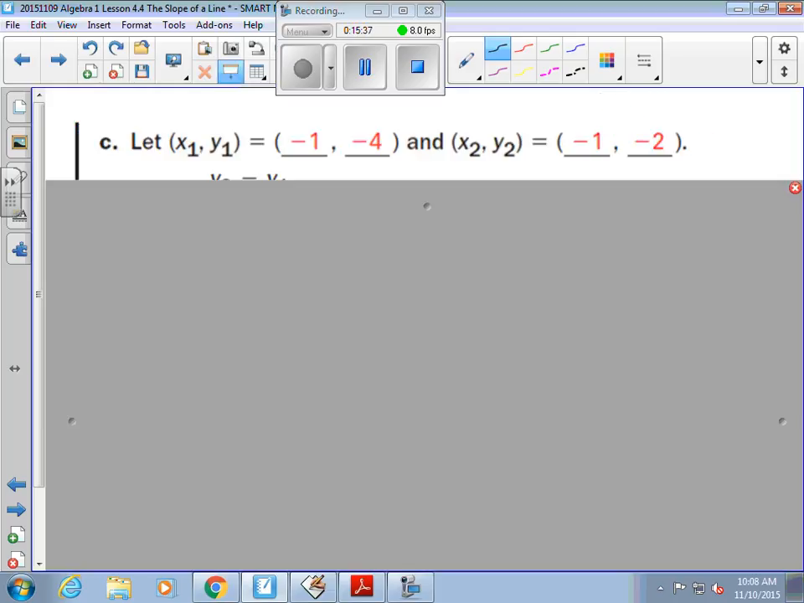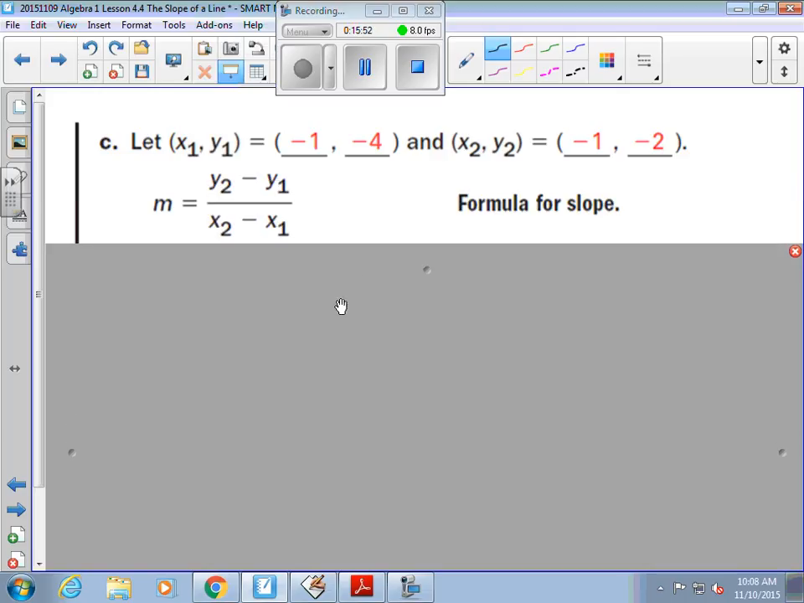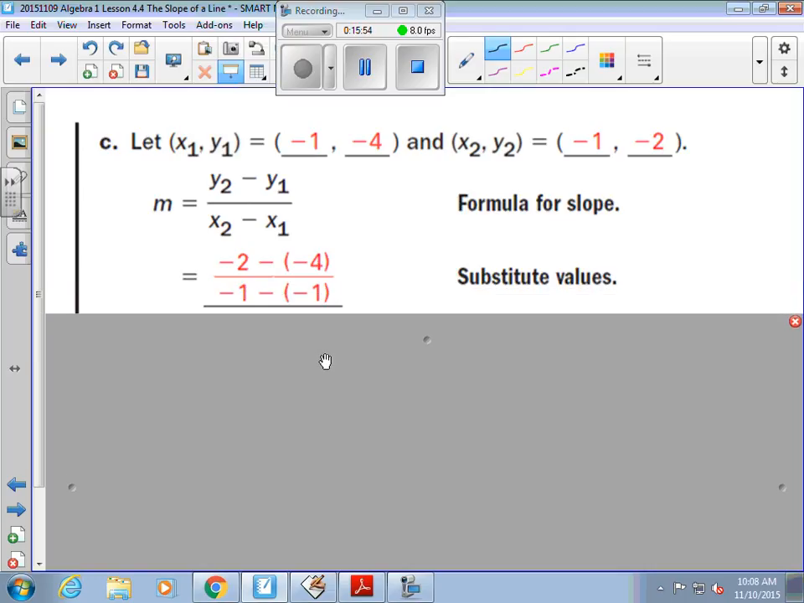And then C says, find the slope between negative 1, negative 4, and negative 1, negative 2. Let x sub 1, y sub 1 be negative 1, negative 4. X sub 2, y sub 2 be negative 1, negative 2. There's your slope formula again, a change of y over the change of x. So y sub 2 is this one. That's why it goes first. Minus y sub 1 is this one. Minus a negative. Remember, we know that means plus a positive.